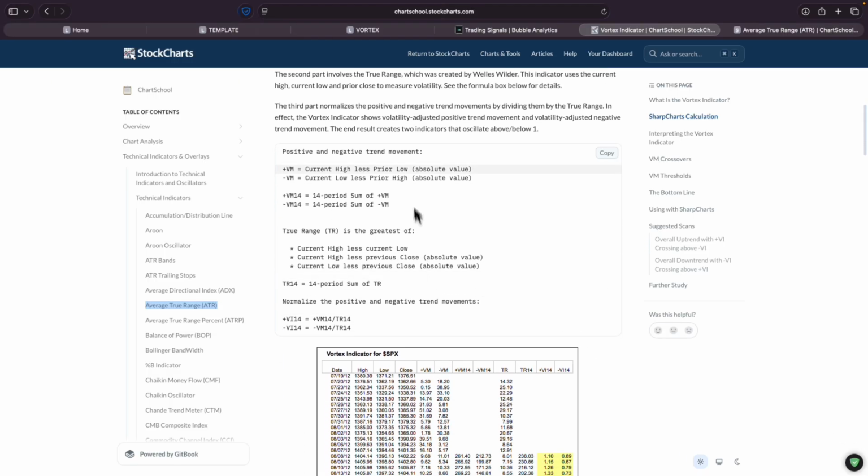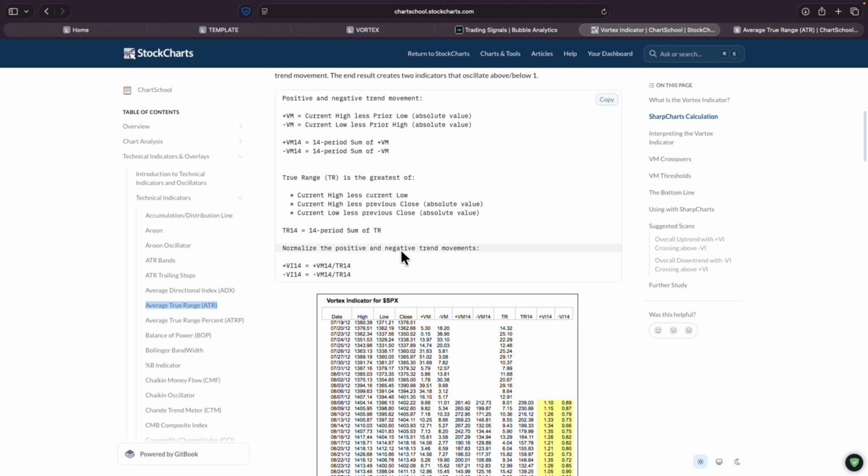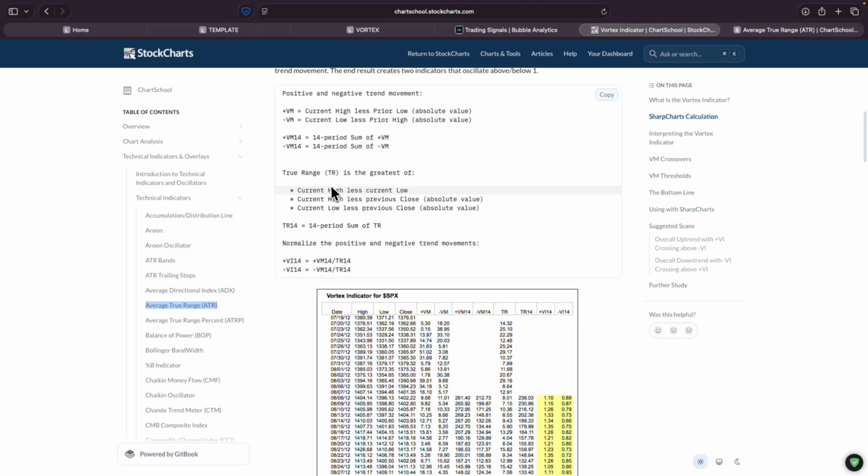And to recreate it, it is this. So effectively it's comparing the current high minus the prior low for positive vortex movement, and the current low minus yesterday's high for the negative vortex movement. And it takes the absolute values because we don't want negative values in our data set. Then we create a 14-period sum of these movements, and then we divide that by the true range, 14-period true range.